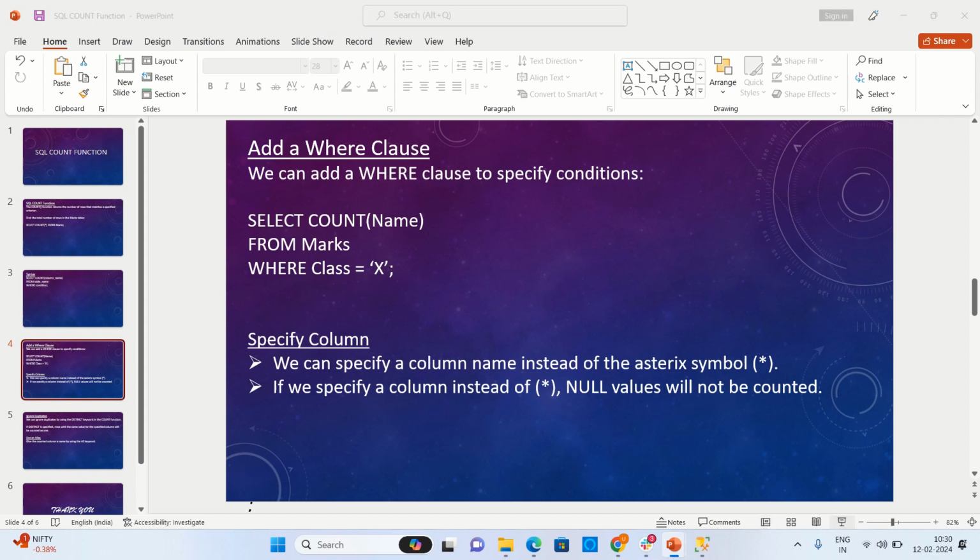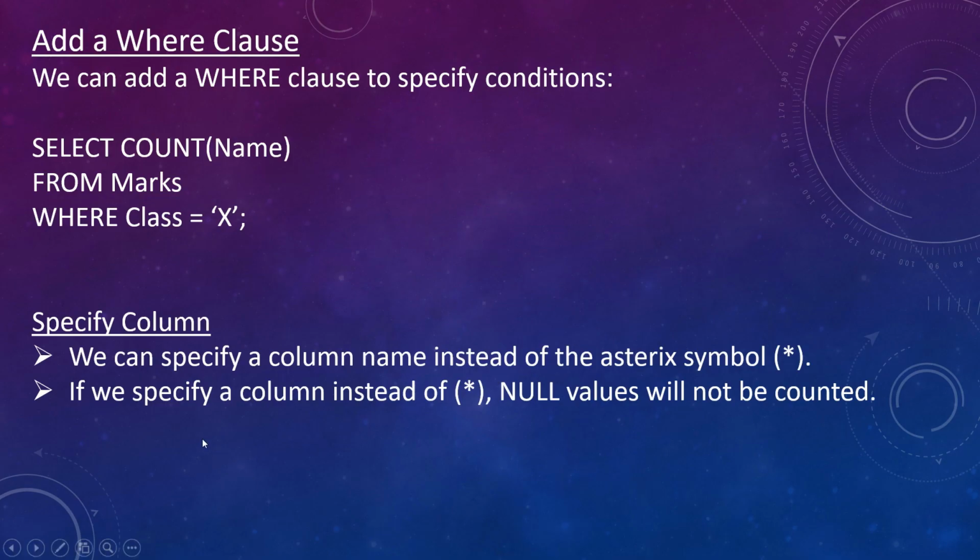One very important point that is worth noticing here: we can specify a column name instead of the asterisk symbol, as we have already discussed. But if we specify a column instead of asterisk, null values will not be counted. So this is very important. If for a certain column there are null values, and I'm specifying that particular column inside the count function, then null values will not be counted.